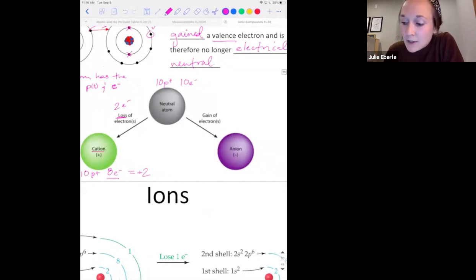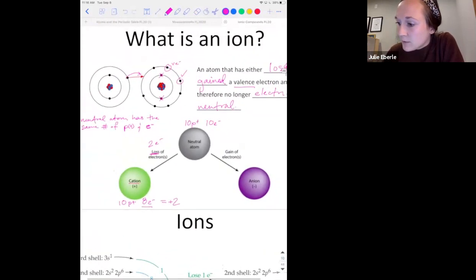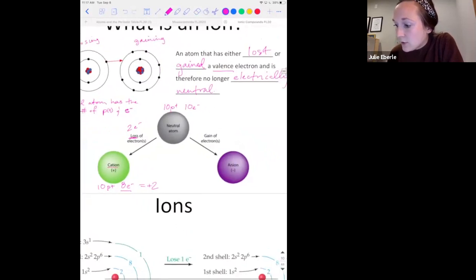Let's follow this figure the other way. Let's say we gain electrons, because if you look at this figure up here, one of these atoms is losing, and this one is gaining an electron. So if you gain electrons, you become what we call an anion. Overall, you have a negative charge.